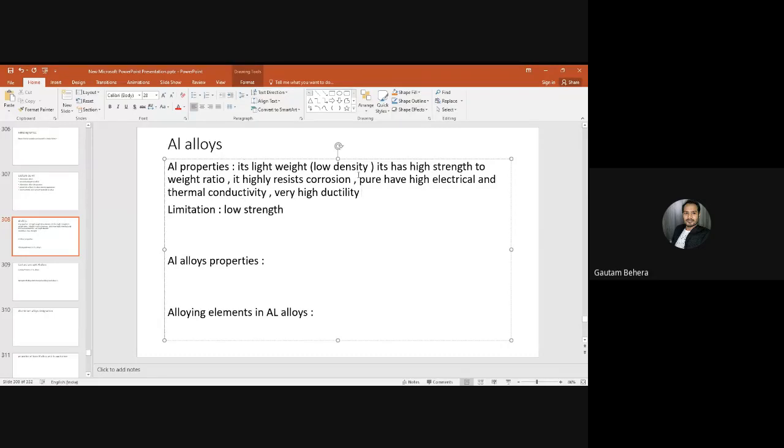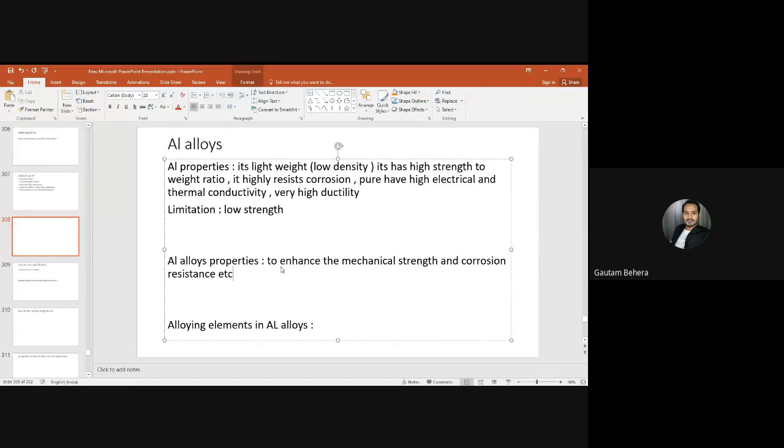Okay, fine. It has low strength. So due to this limitation only, we are converting aluminum into aluminum alloys. So obviously, what is the need of converting aluminum into aluminum alloys? To enhance the strength, to enhance the mechanical strength, and sometimes corrosion resistance also, and so on. We can increase the corrosion resistance further by adding alloying elements.